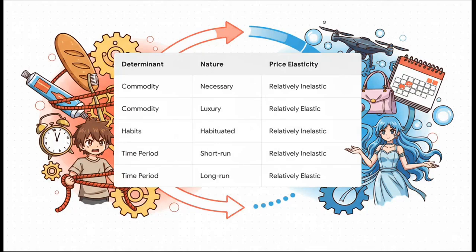So you can see a really clear pattern emerging here, right? Things we need, things that are habits, and decisions we're forced to make in the short term, all of that stuff pushes our demand towards being inelastic like that steel rod. But when we're dealing with luxuries or when we have the gift of time to plan ahead, our demand becomes elastic. It's a direct line between our circumstances and our power as a consumer.